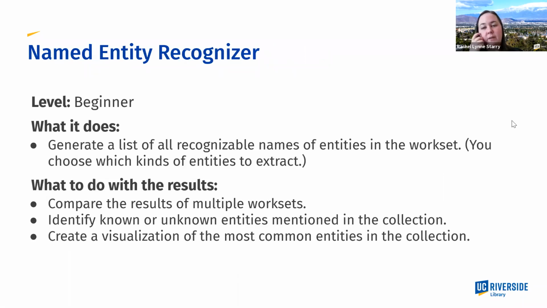The next one that's fairly straightforward is the named entity recognizer. What this does is just generate a list of all the recognizable names of entities in the work set. Of course, you can customize which kinds of entities to extract, but it essentially pulls out the names of people and places, dates, locations, times, and quantities, like monetary amounts, percentages, those sorts of things.